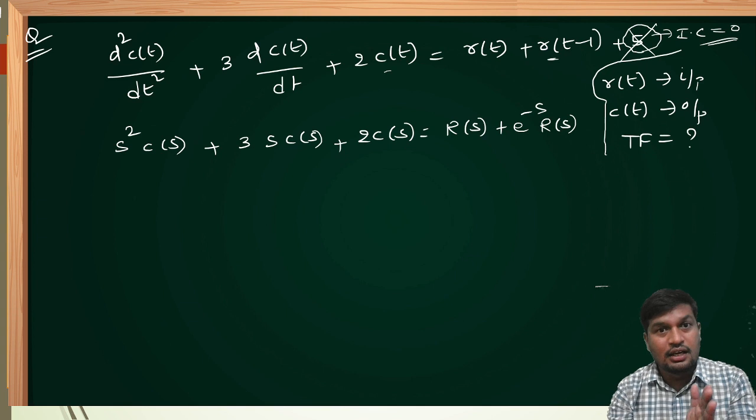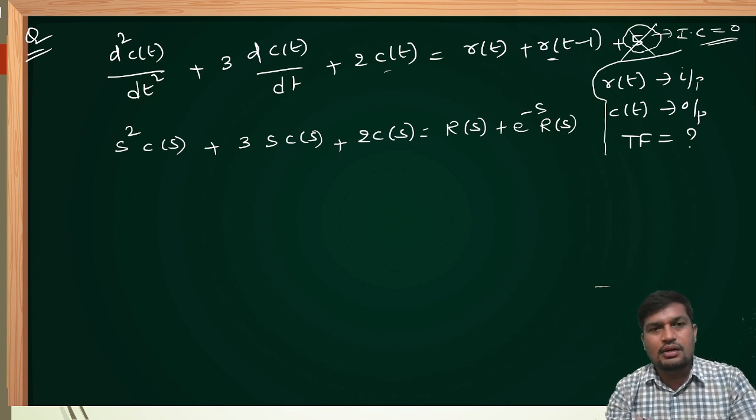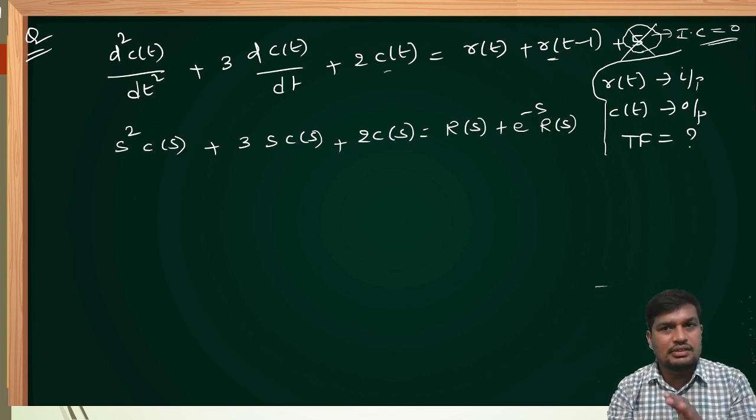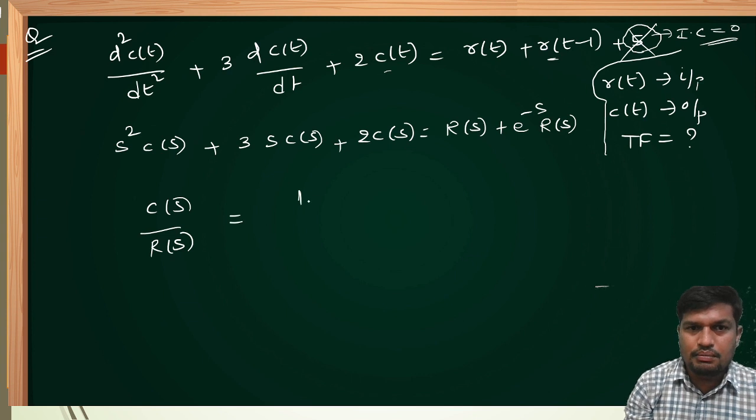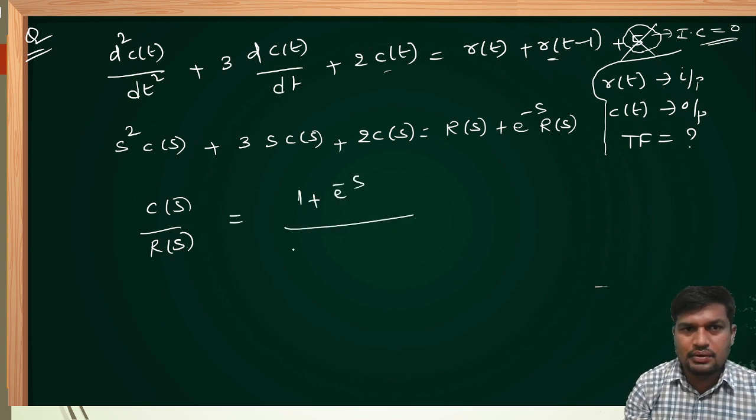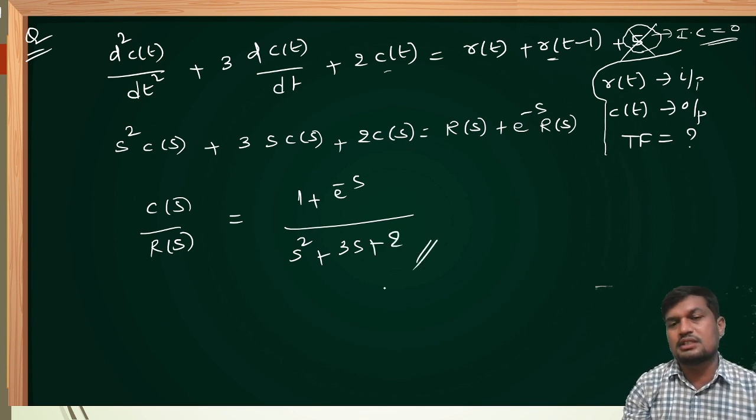Once again, I am repeating: any constant value given in a differential equation which is not related to the input or the output variable will be treated as an initial condition, which will be assumed 0 while defining transfer function. Now, C of s upon R of s is equal to 1 plus e power minus s upon s square plus 3s plus 2. This will be the transfer function.